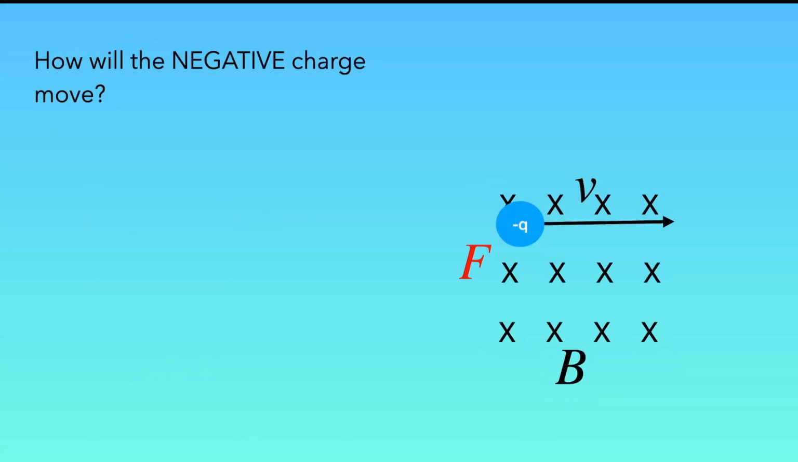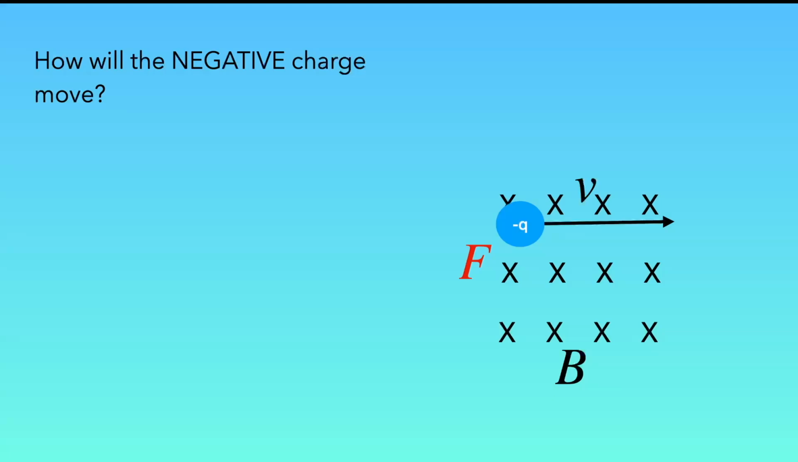How will a negative charge move in this case? And I'm not even talking about here instantly. I'm talking about how will it move continuously. And it's a really interesting thing that underlies things like mass spectrometers, which we'll look at later.